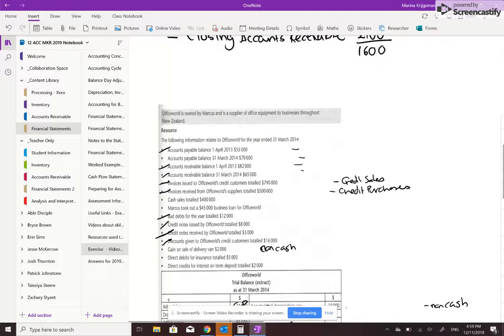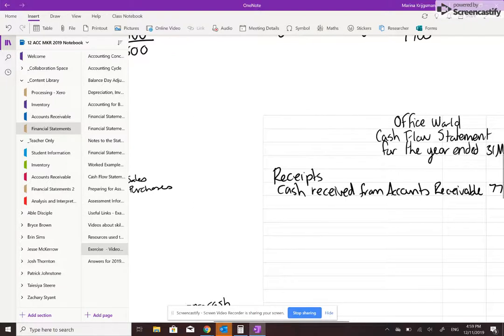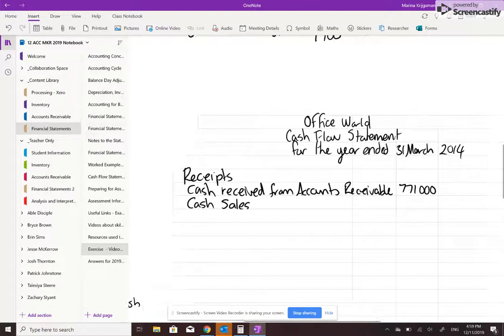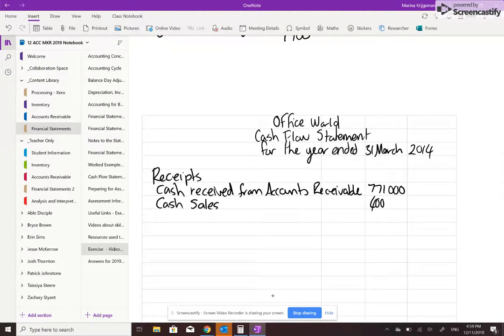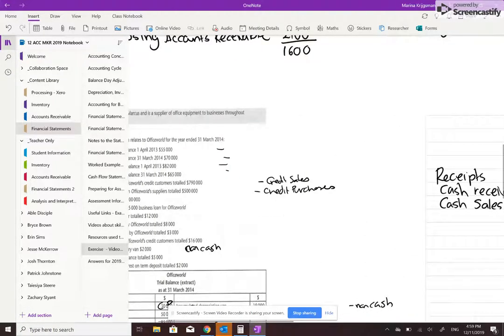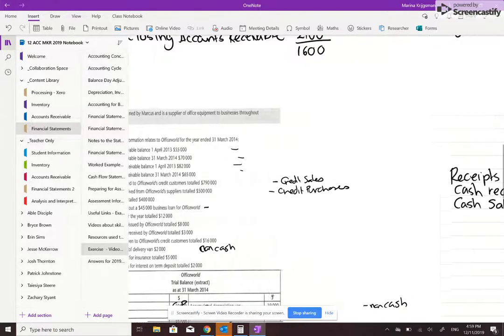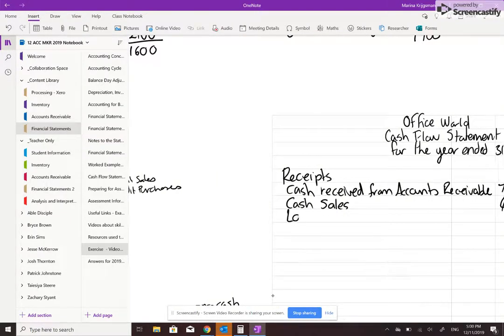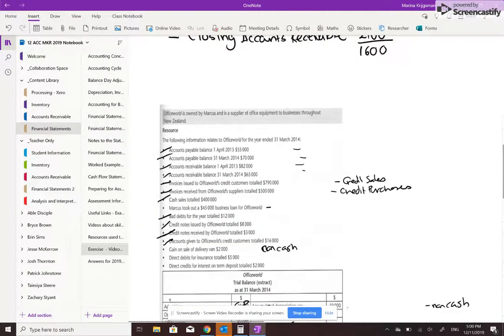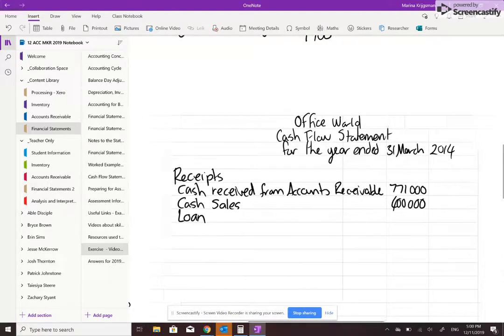Okay, we're going to look for any other cash receipts. So we've got cash sales of 400,000. We've got Marcus took out a 45,000 business loan for Office World. So that is more money that's come into our business. So we're going to include that. So we've got a new loan of 45,000.